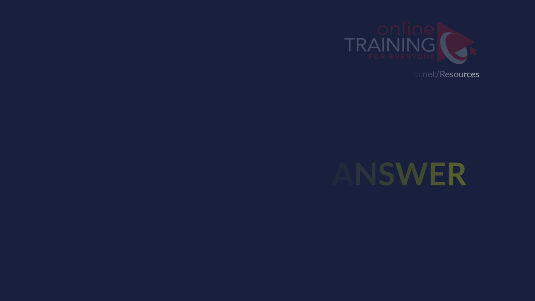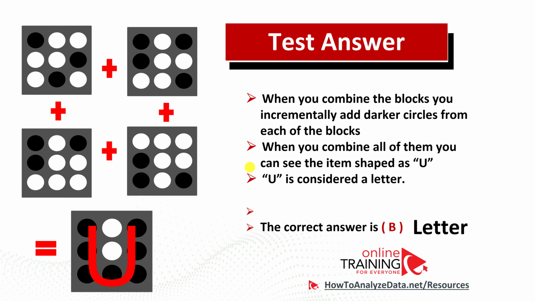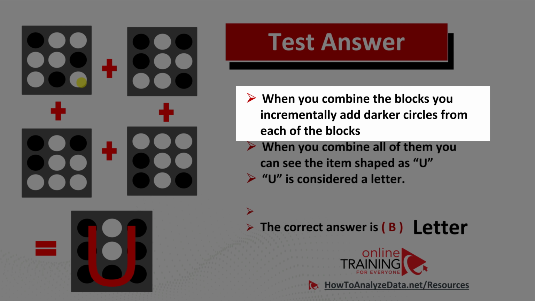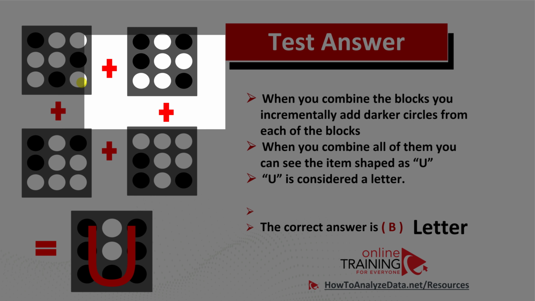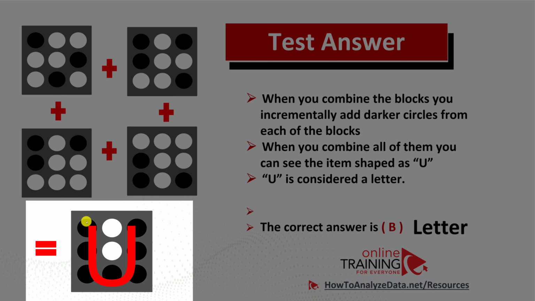Did you come up with the answer? Let's see how we can solve this challenge and get to the solution together. The tricky part here is combining all 4 blocks right in your memory and using your imagination to come up with the final answer. But when you combine the blocks incrementally, you add darker circles into one single image. And the final image here in the sequence represents all darker circles added in one image. And as you can see, the shape of the darker circles represents the letter U.